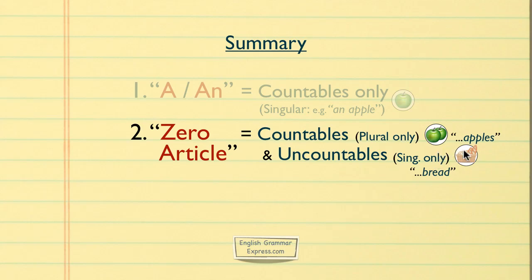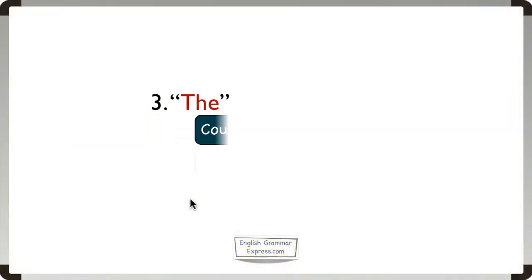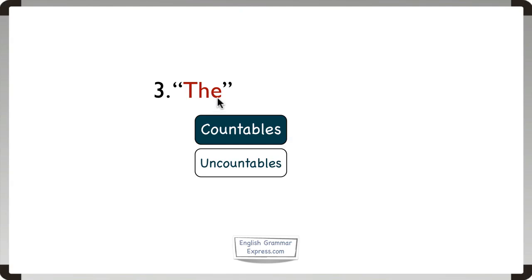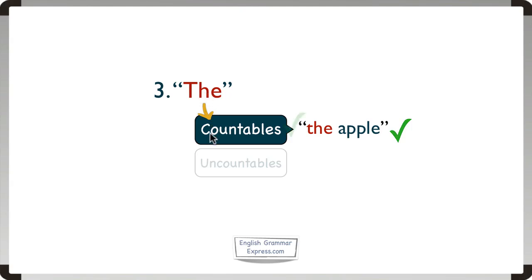So let's turn finally to the third type of article, which is the. Same questions. First one is, can we use the with countables? For example, can we say the apple? And the answer is, of course, yes, we can. The is fine with countables. Other examples are the cat and the dog. Now you can see here that all of these are in the singular.